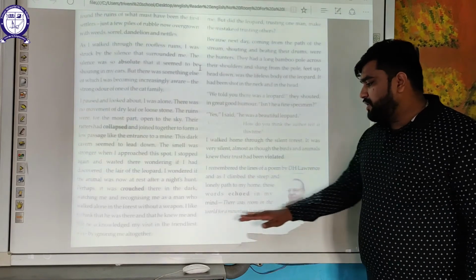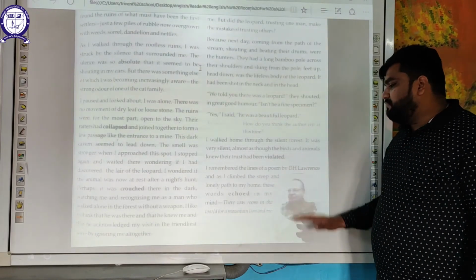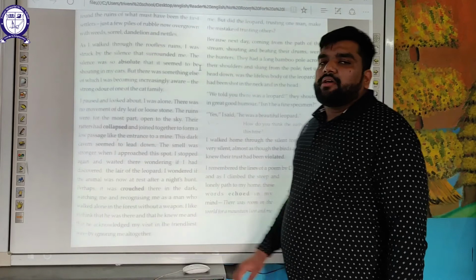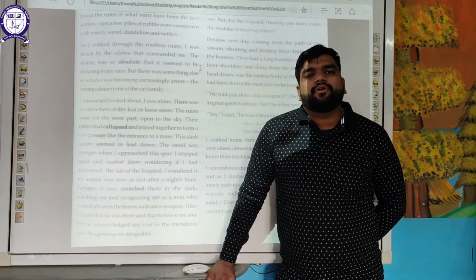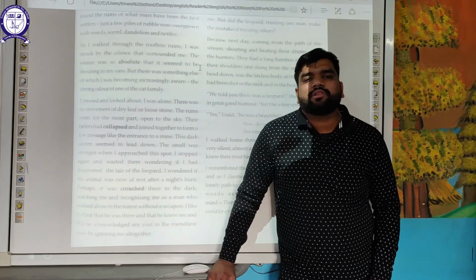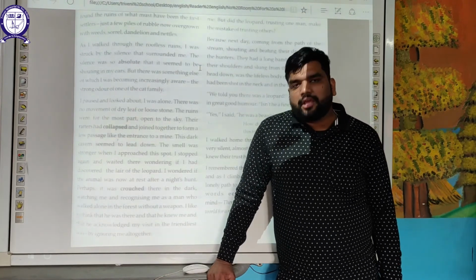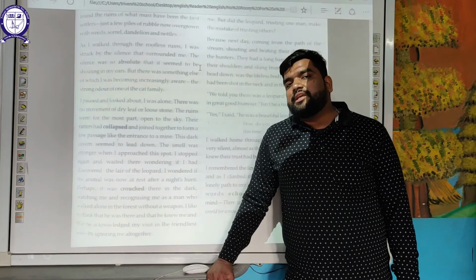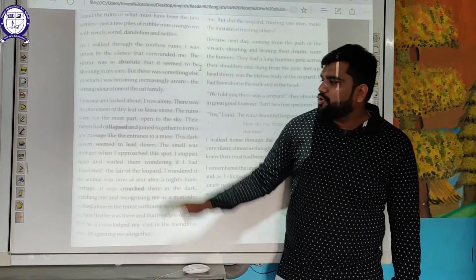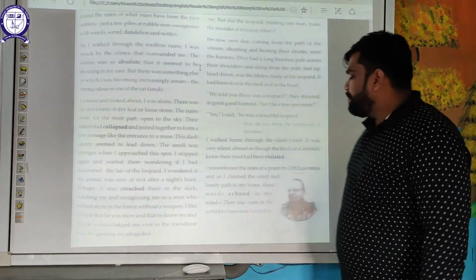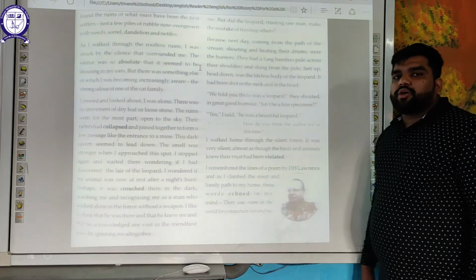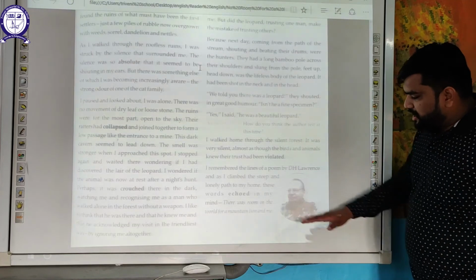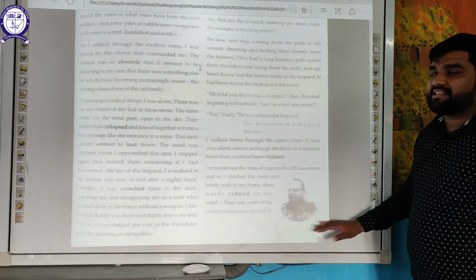There was room in the world for a mountain lion and me. That means we could easily live together, and the world was not too small. We could have easily lived along with nature. If we had not disturbed it, we could have lived in a better manner. So this was the story by one of the best writers ever in English. The name of the writer, as I told you, is Ruskin Bond.